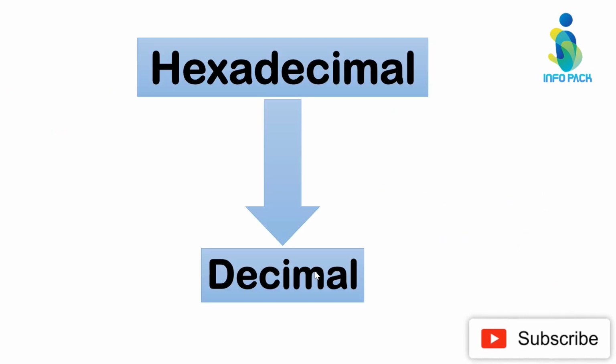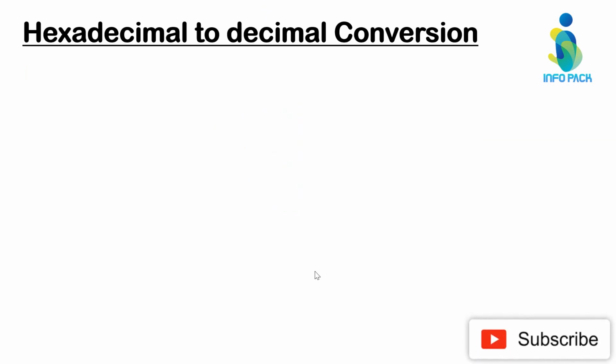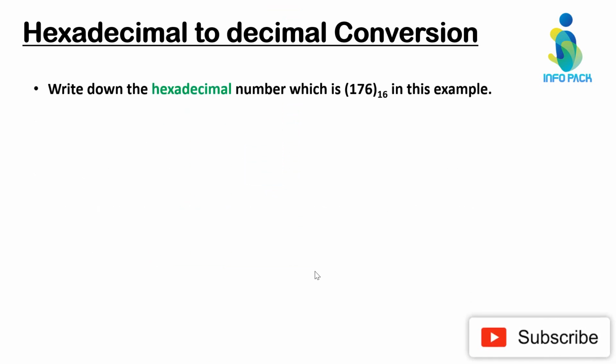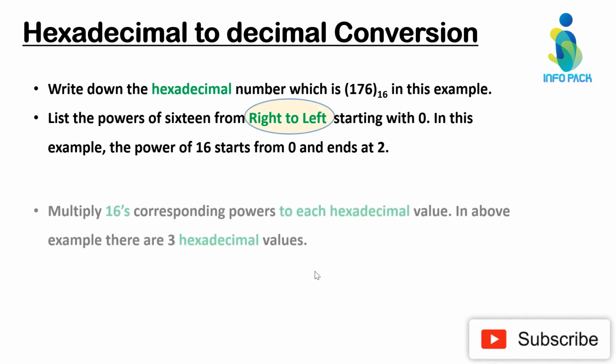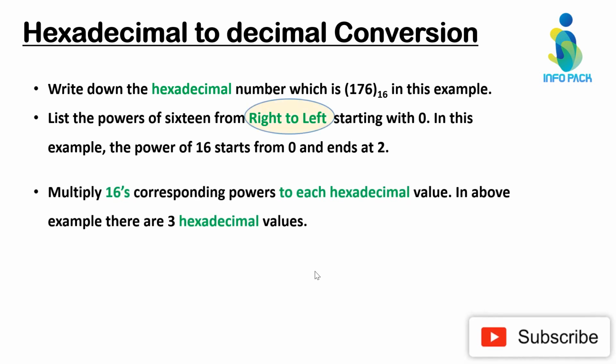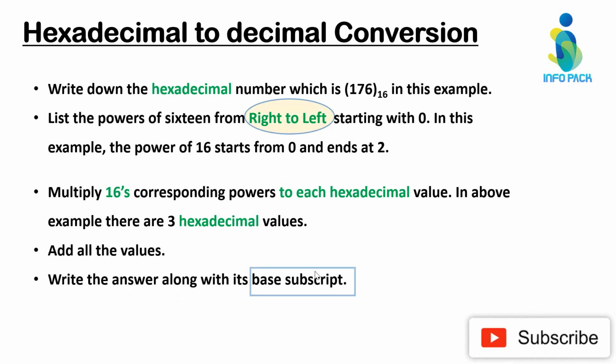Now we are going to convert a hexadecimal number into decimal. So to convert a hexadecimal number into decimal, write down the number and list the power of 16 from right to left, and in step 3 each coefficient is multiplied by the corresponding power of 16, and after this add the results to obtain a decimal value and write the base subscript also.